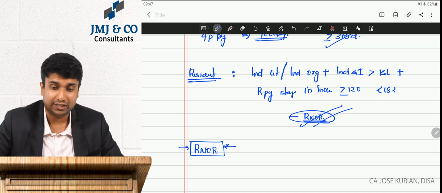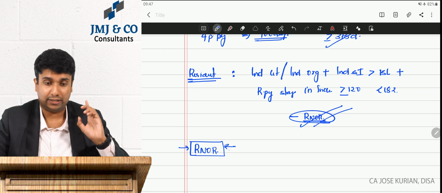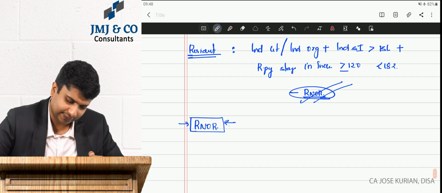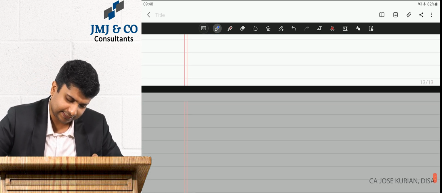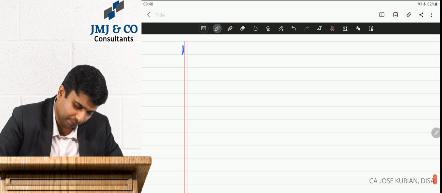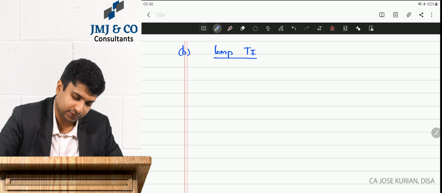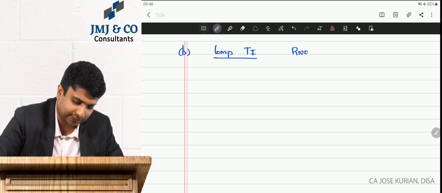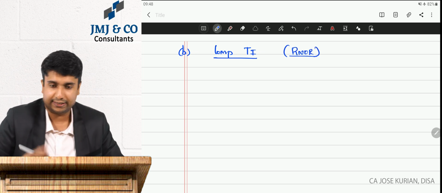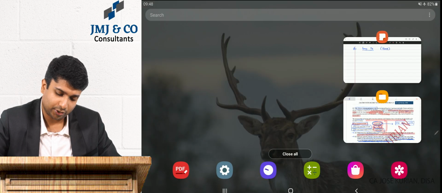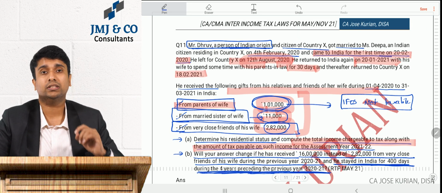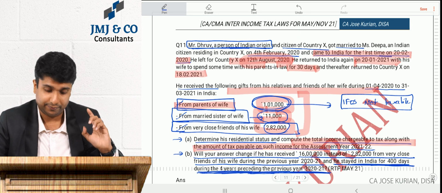Now we will compute his tax liability and total income. So friends, again let's compute the total income. In case B, computation of total income of Mr. Dhruv, who is an RNOR. Here he is a resident and not ordinary resident, so his Indian sources income will definitely be taxable in India.